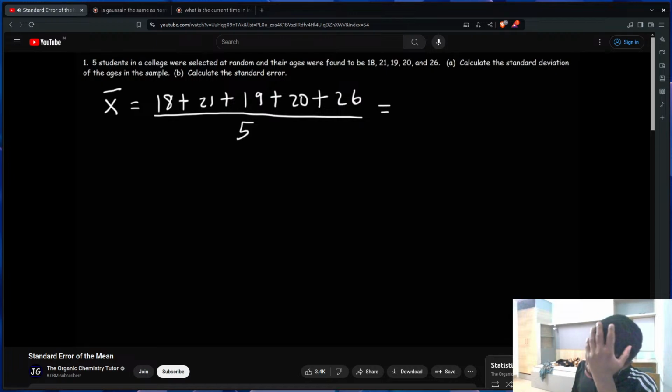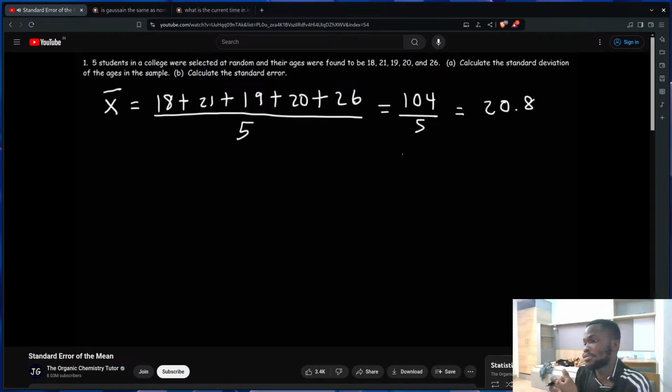18 plus 21 plus 19 plus 20 plus 26 gives us a sum of 104. 104 divided by 5 is 20.8. So this is the average age of the individuals in this sample. The sample size is 5.